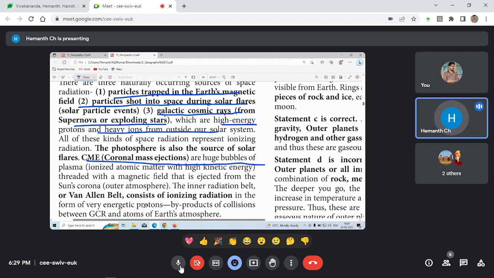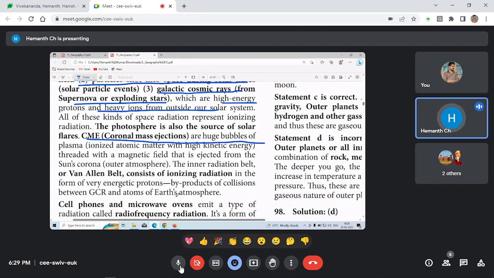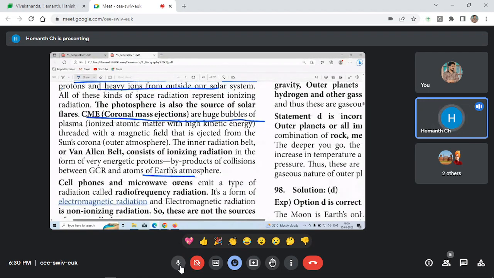Collisions between GCR and the atoms of Earth's atmosphere. Cell phones and microwaves emit a type of radiation called radio frequency radiation. It is a form of electromagnetic radiation, and electromagnetic radiation is non-ionizing radiation. So these are not the source of space radiation.